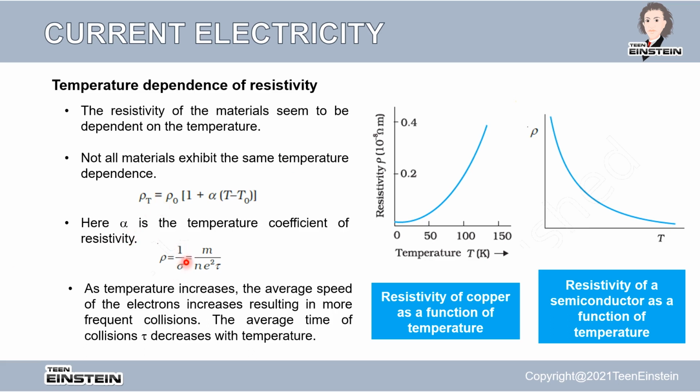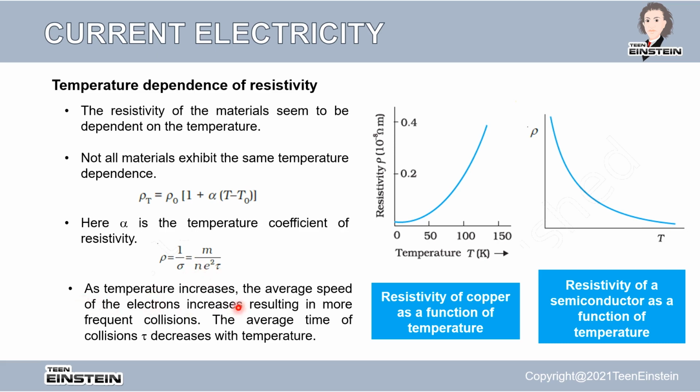So now we know rho equals 1 by sigma, which is equal to m by n e square tau. Now we will see why this resistivity changes with respect to temperature. We already derived sigma equals n e square tau by m, using the drift of electrons and Ohm's law, in the previous section. Rho is the inverse of this, m by n e square tau. Now m is a constant; the mass of the electron is not going to change. What plays a role here are n and tau. Tau is the average collision time, and n is the number of charge carriers.